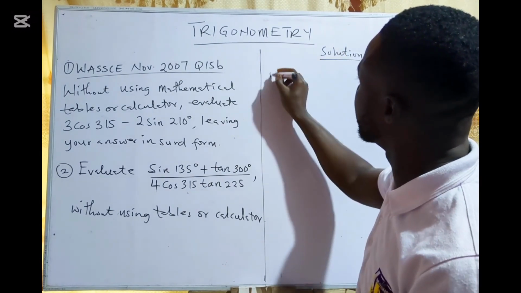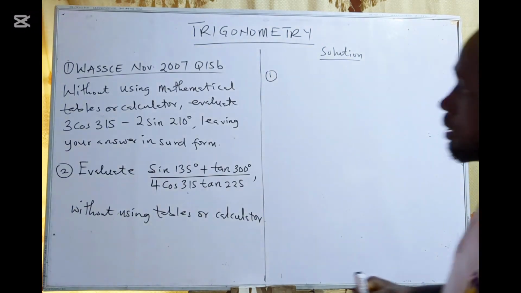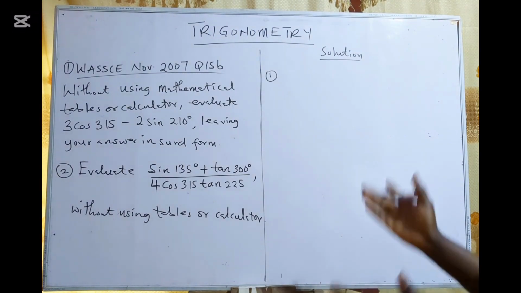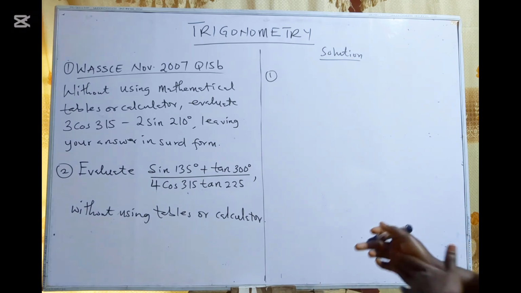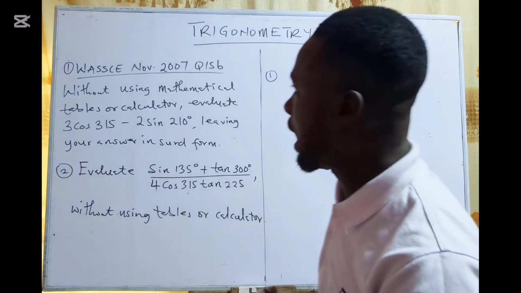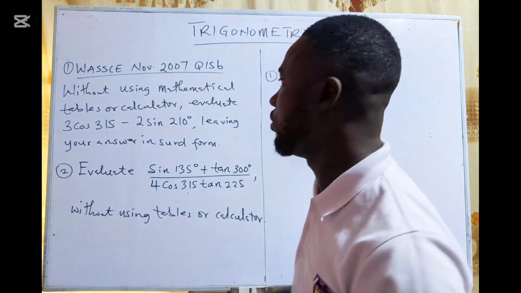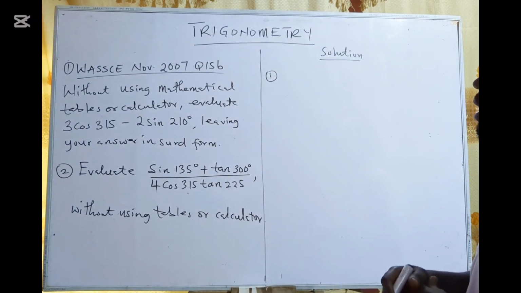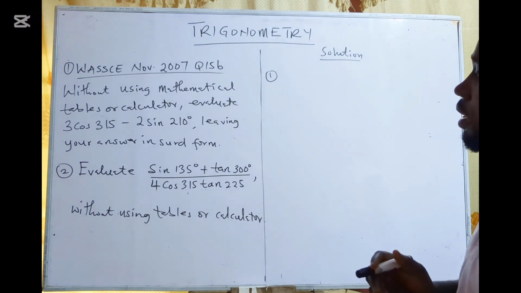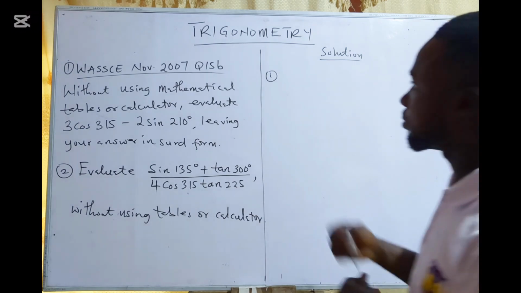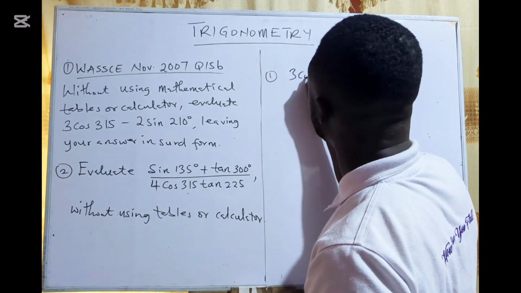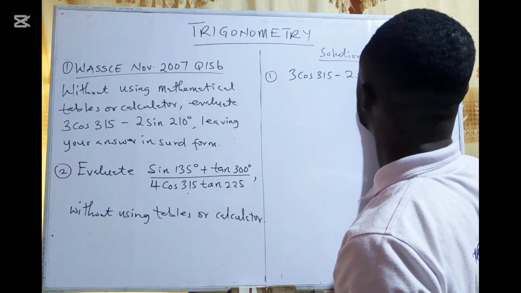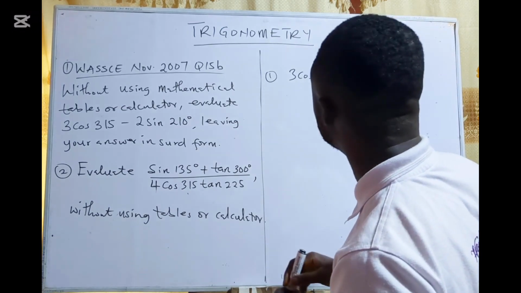Number 1. You realize that this particular question is in the other quadrants, not in the first quadrant. The angles are not acute. But because we are asked not to use mathematical tables or calculator, we have to write our answer in the acute, and then we finally simplify, or evaluate it. So you have 3 cos 315 minus 2 sine 210.